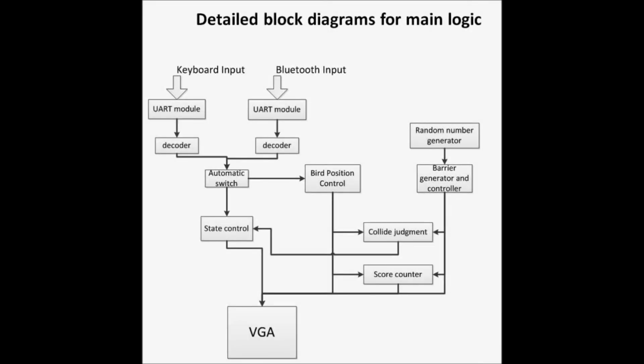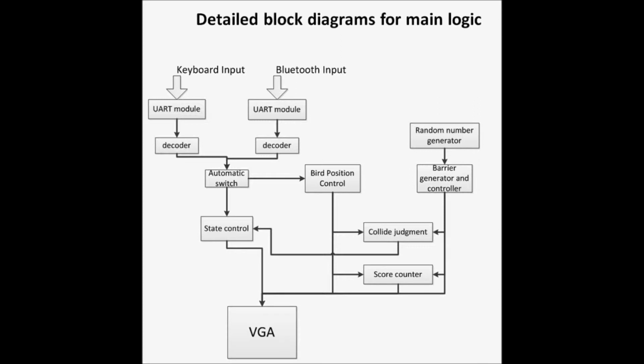So for the detailed block diagram of the main logic, there are 2 inputs, keyboard and Bluetooth. They are connected to the main module by 2 UART modules. When they go into the main logic, they will be decoded to one-hot code, so they can be identified by functions in the main logic more conveniently. Then they will go through an automatic switch, so if you connect a Bluetooth device, the keyboard input will be blocked. It will also be useful for the multiplayer function.